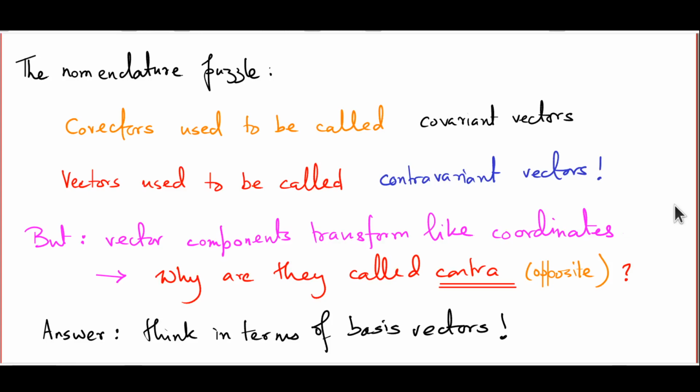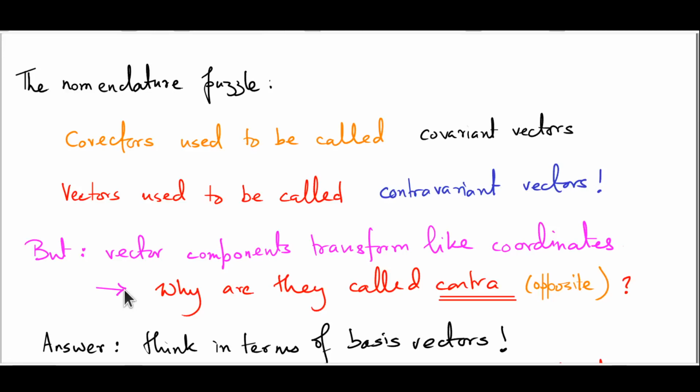Now, the real question is, vector components, as we have seen, transform like coordinates. But the word contravariant actually means things which vary oppositely. Contra, of course, means opposite. So covariant vectors are vectors which vary similarly. Contravariant vectors are vectors which vary oppositely. Now this is a nomenclature which has often led to a lot of confusion.